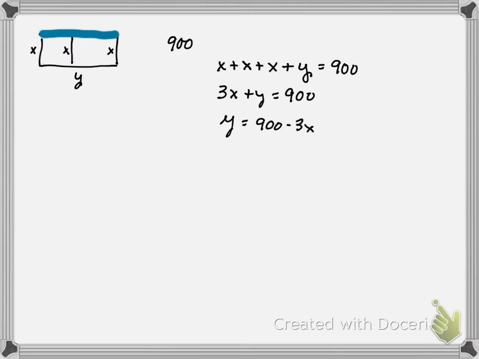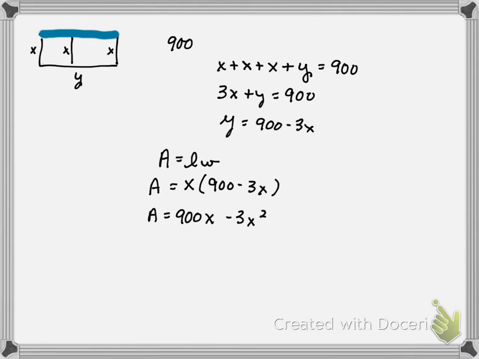Now I have my equation so that I have y equals something in terms of x. So if I go back to area, remember area equals length times width. And I know that the length is x, right? And then the width, the y portion, is now 900 minus 3x. So now I have my equation in one variable. And to do this a little bit more, I get 900x minus 3x squared.